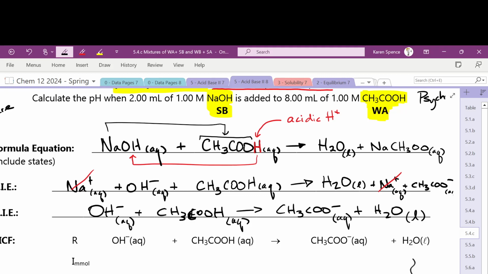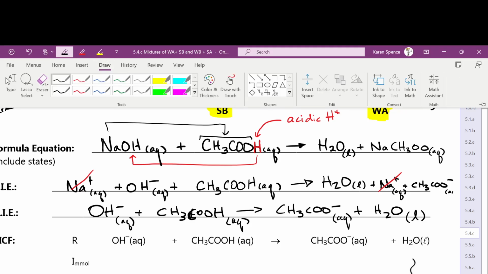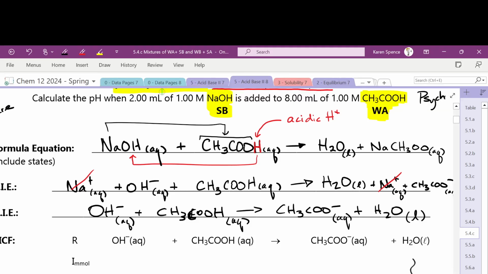Now, we're going to do an RICFA table here because you'll notice, what kind of arrow have I drawn? I've drawn a one-way arrow. Sometimes people get confused about that because they're like, well, I've got a weak acid, why is it one way? Because of the strong base. That NaOH is strong. It will come and rip all those hydrogens off of the weak acid.